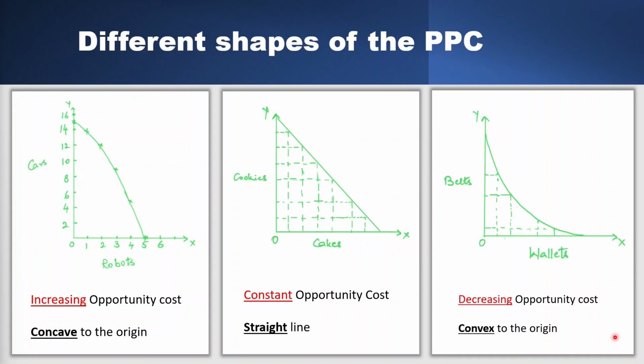In case of convex shape, the inference is that each time we have to let go lesser units in order to produce same unit of another good. This could be due to increased labor efficiency or economies of scale. The labor may be more efficient in the production of wallets than belts, or the company or economy is able to achieve reduced average cost of production due to large order of wallets than belts. So these are the 3 possible different shapes of PPC curves.